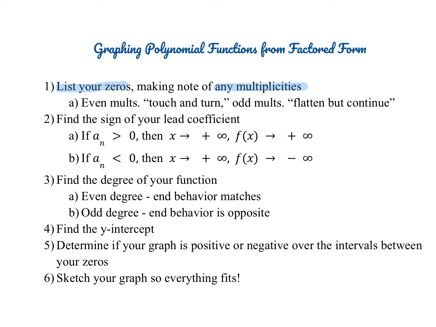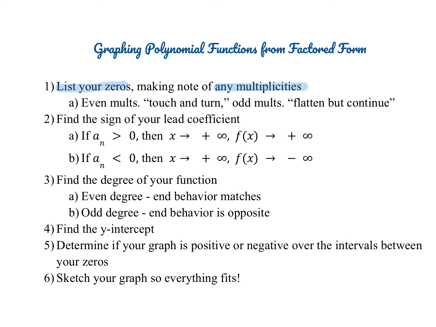So if you have an even multiplicity, your graph is going to actually touch the x-axis and turn around. Okay, so that happens whenever we have an even multiplicity. And when we have an odd multiplicity, your graph is going to flatten out at that 0, but then continue through, just like it does with our cubic function. So we really need to make sure we know the multiplicity of our zeros to see if there's some sort of special feature we need to include in our graph.